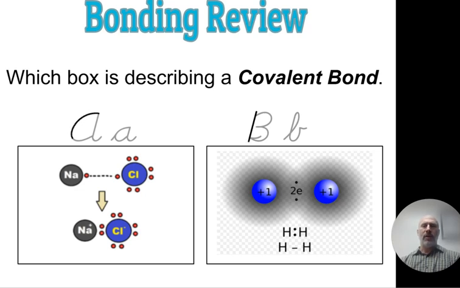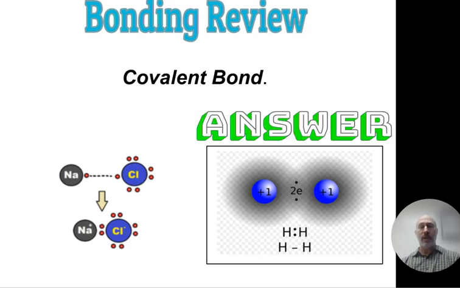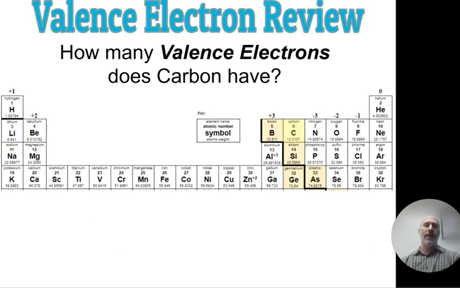Which box is describing a covalent bond? So which picture? Correct answer there is this one, right? Because the one on the left, you have one electron being taken, you get charges forming. The one on the right, remember, covalent, there's no charges, they're just sharing.